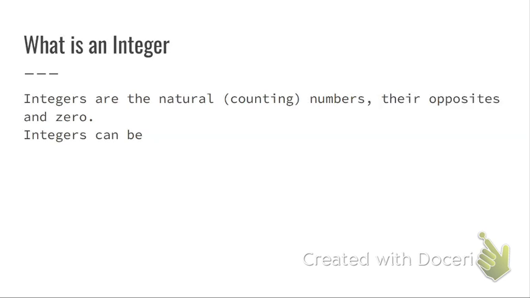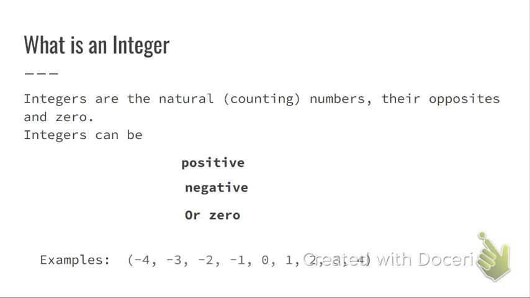So first off, I've used the word integer many times. Integers are the natural numbers. That's our counting numbers, 1, 2, 3, 4, 5, 6, continue on forever. They're opposites and zeros. So integers could be positive numbers, they could be negative numbers, or zero. So 0 is not considered positive or negative, but it is an integer.